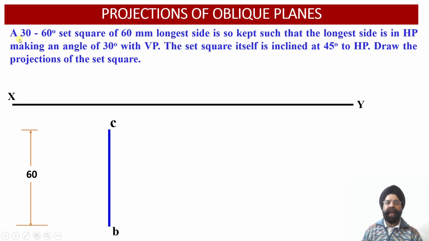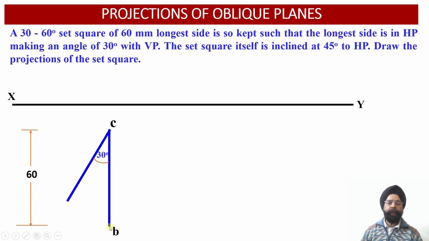Now since we know that the other two edges of this triangular lamina are inclined at an angle of 30 degree and 60 degree over here, from point C we are going to draw the second edge of this triangular lamina, or the 30-60 set square. We mark an angle of 30 degree, draw a projection line and extend it. We don't know where the point A will be lying up till now, so we have to extend this projection line to begin with.